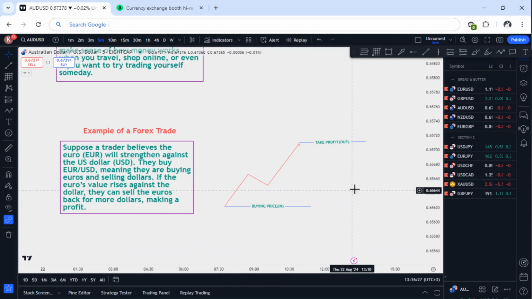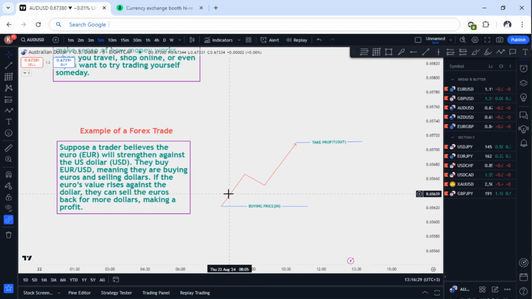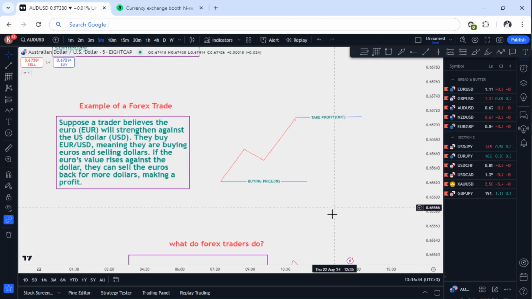So in that situation, as a forex trader, there will be a price at which they will be buying, and then there will be a price at which they will be taking their profit. That is what is called the buying price and take profit. That is what happens in most occasions. So let's proceed.